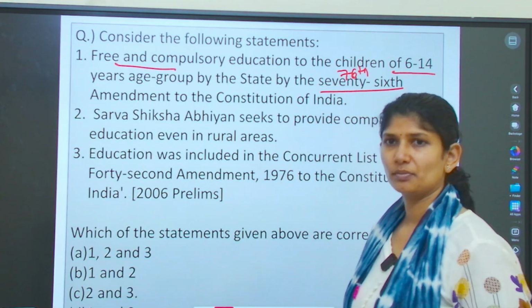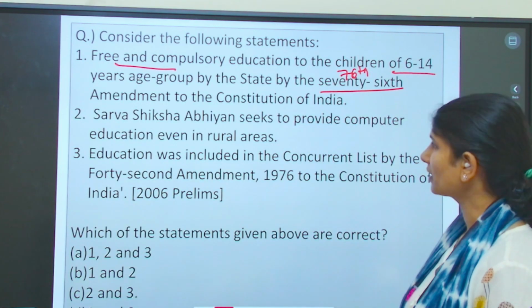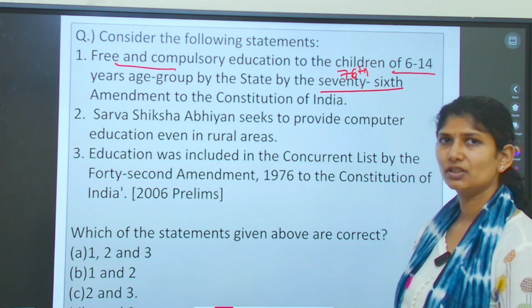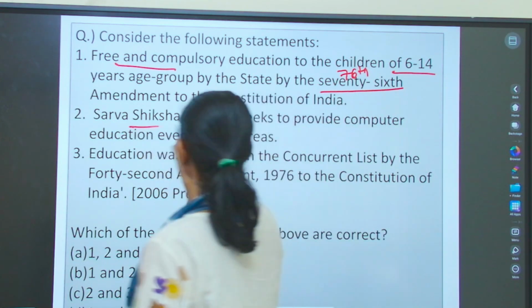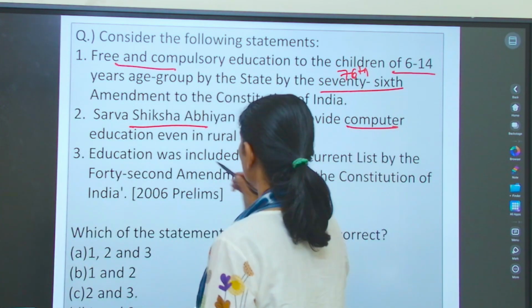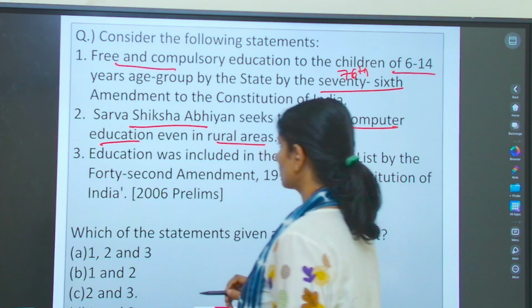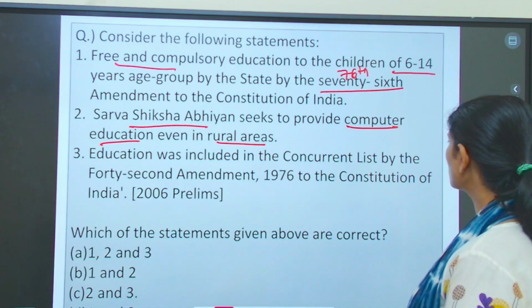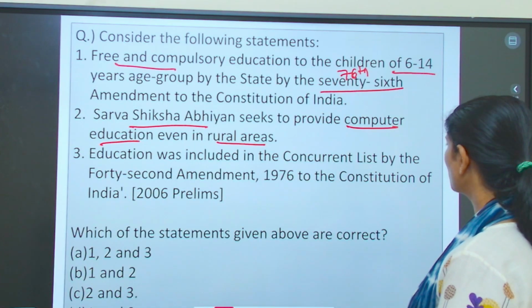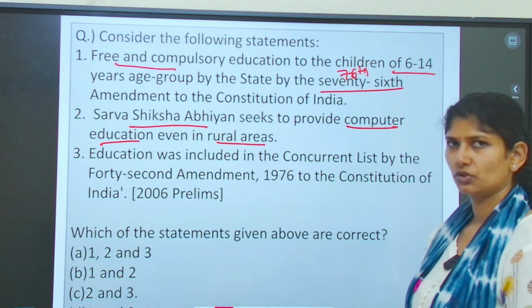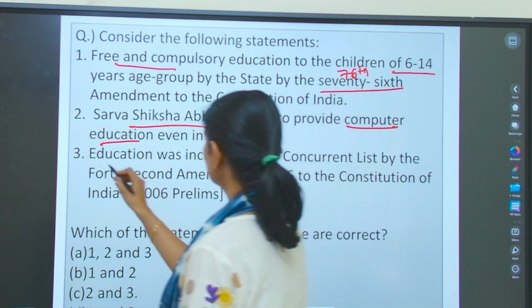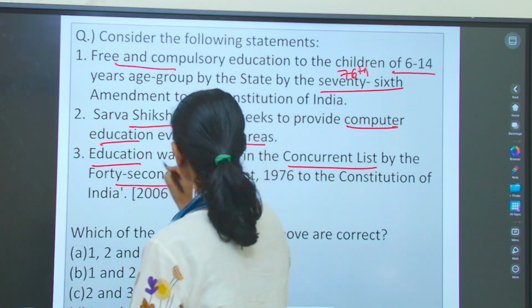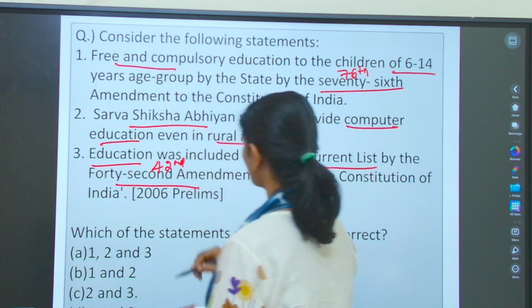This is first statement. Second statement. Sarva Shiksha Abhiyan seeks to provide computer education even in rural areas. And now, third statement. Education was included in the concurrent list by 42nd Amendment 1976 to the Constitution of India. Keywords here are education, concurrent list, and 42nd Amendment.